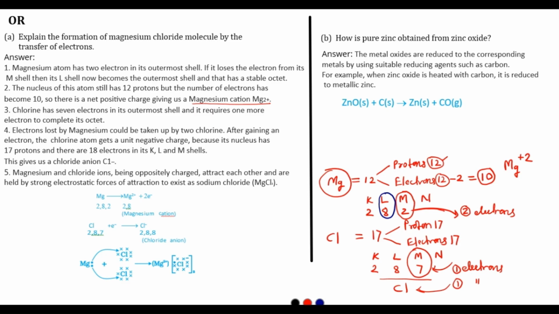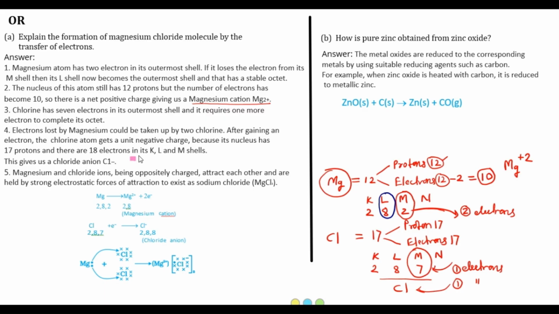We'll move on to the next. The electrons lost by magnesium could be taken up by 2 chlorine atoms. After gaining an electron, the chlorine atom gets a unit negative charge because its nucleus has 17 protons and 18 electrons in its K, L and M shell. This gives us the chloride ion, that is Cl minus ion.